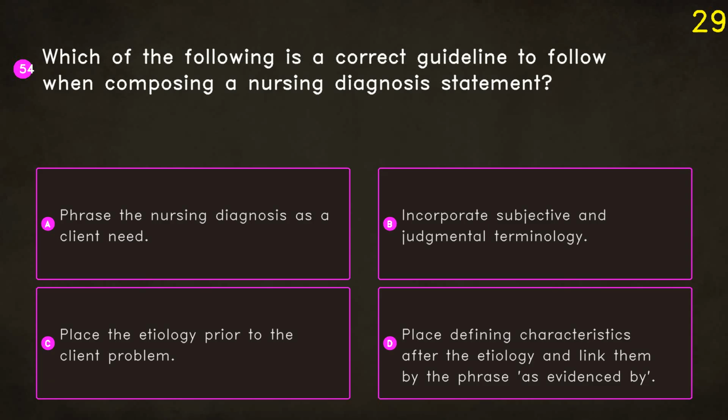Question 54. Which of the following is a correct guideline to follow when composing a nursing diagnosis statement? A. Phrase the nursing diagnosis as a client need. B. Incorporate subjective and judgmental terminology. C. Place the etiology prior to the client problem. D. Place defining characteristics after the etiology and link them by the phrase evidenced by.